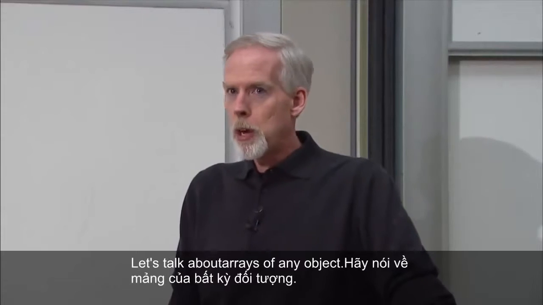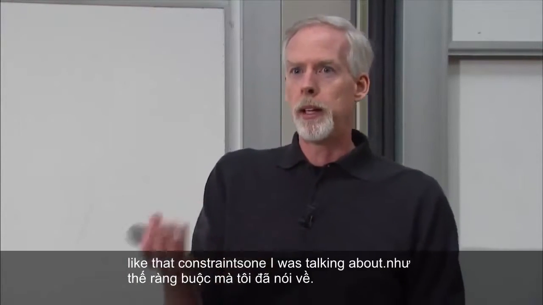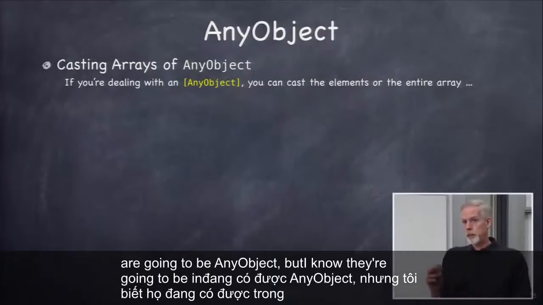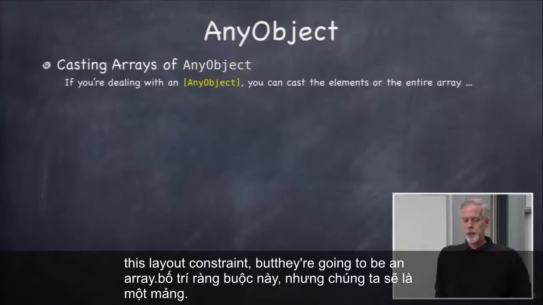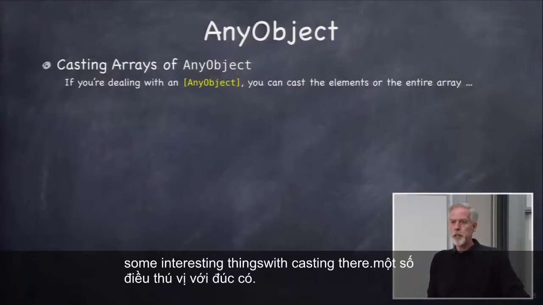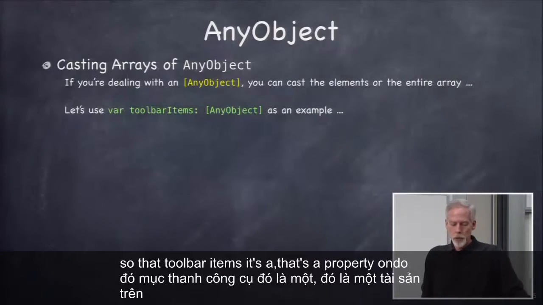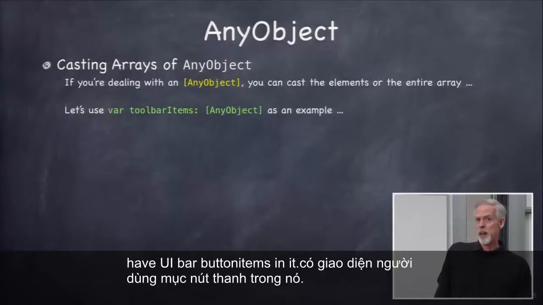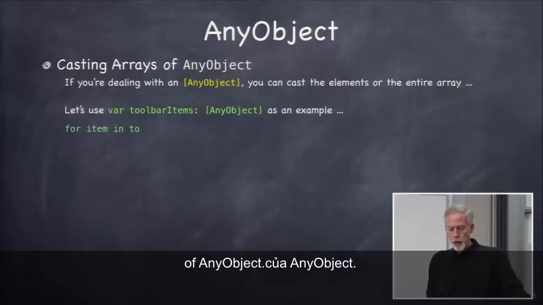Okay. Let's talk about arrays of AnyObject. Because sometimes you're going to get an array of AnyObjects back, like that constraints one I was talking about, where it's going to be an array of constraints that are AnyObject, but I know they're going to be NSLayoutConstraints. So you can do some interesting things with casting there. Let's use the toolbarItems one. That toolbarItems is a property in UIViewController, and it returns an array that's going to have UIBarButtonItems in it, but for historical reasons, it returns this square bracket of AnyObject.